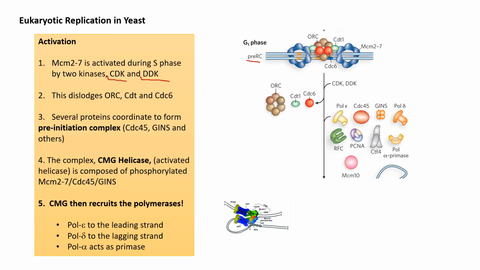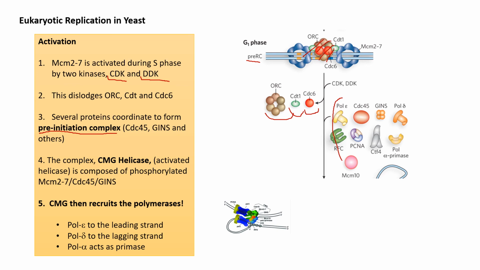they actually dislodge CDC6 and CDT1 and ORC. Those guys are now dislodged off of here, and they make room for many other proteins to assemble on top of MCM7. MCM7 is not going anywhere. This doesn't even list all the proteins that assemble on top of MCM7, but these proteins, CDC45, GINs, plus other proteins not shown, form what's called a pre-initiation complex.